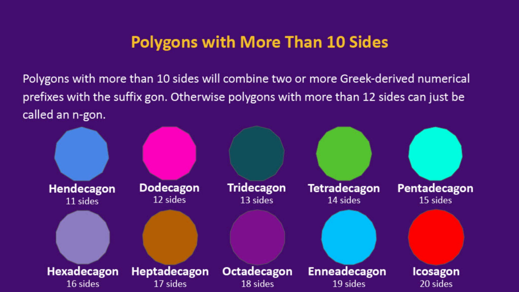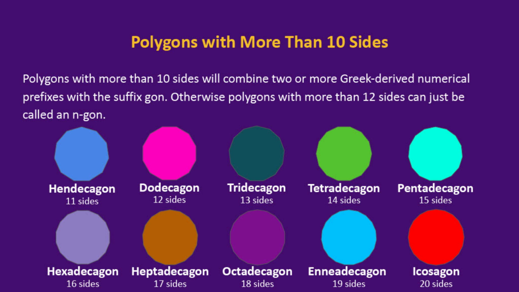That's 4 plus 10. A 15-sided polygon is called a pentadecagon. That's 5 plus 10. A 16-sided polygon is called a hexadecagon. That's 6 plus 10. A 17-sided polygon is called a heptadecagon. That's 7 plus 10. An 18-sided polygon is called an octadecagon. That's 8 plus 10. A 19-sided polygon is called an anidecagon. That's 9 plus 10. And a 20-sided polygon is called an icosagon.